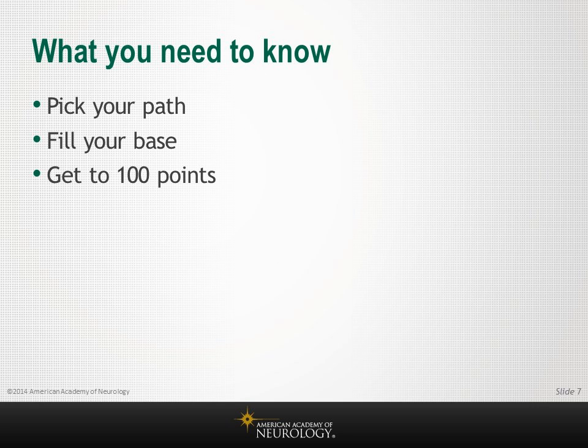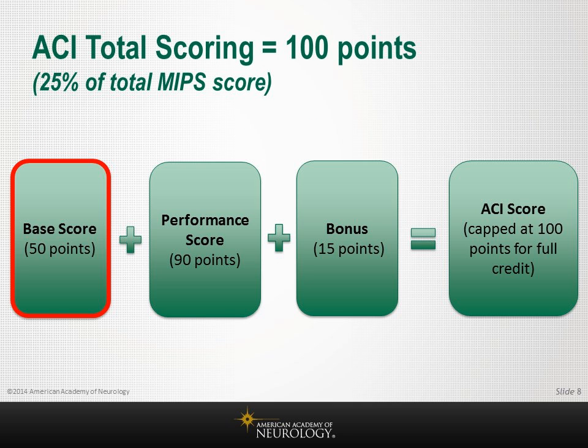So here's what you need to know about participating in ACI. 3 main ideas. Pick your path, fill your base, and get to 100 points. And we're going to talk about each one of those. So how is your total ACI score derived? As a reminder, ACI is 25% of your total MIPS score.